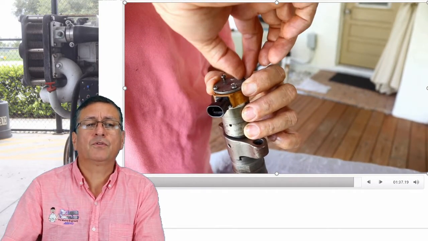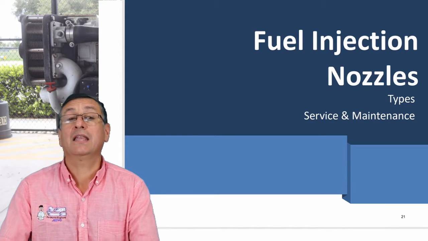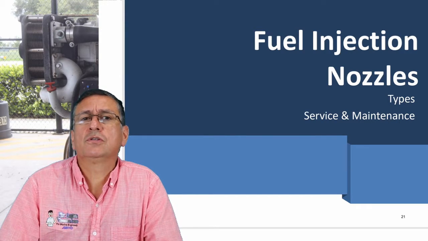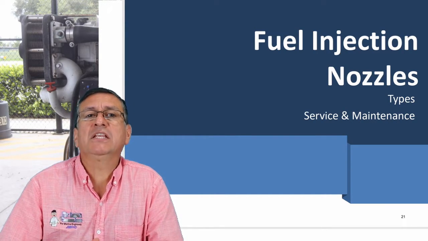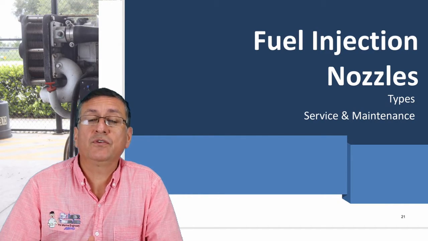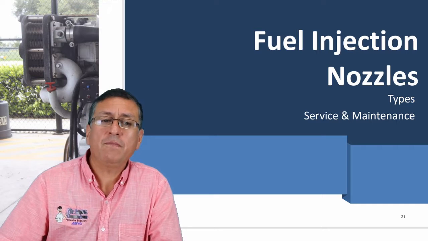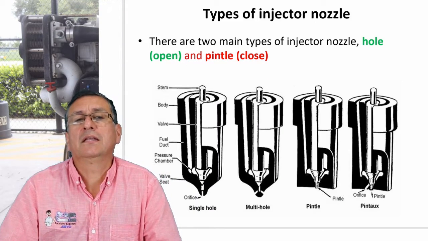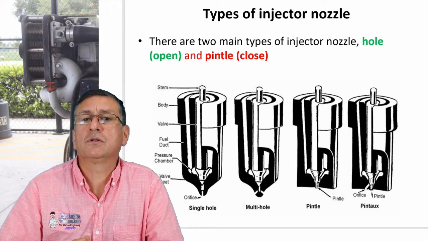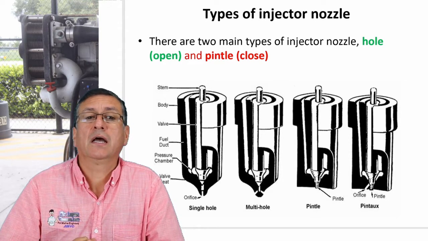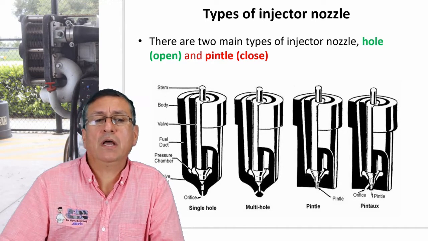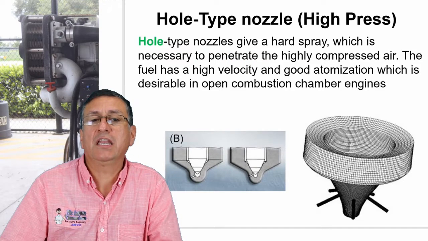Okay, my friends, that's the procedure with the electronic injector, and right now we are going to check the nozzles. There are two types of nozzles, Hole nozzles and Pintle. And we are going to check in what type of situations each of them is recommended. There are two main types of injector nozzles, Hole or open, and Pintle or closed. Those are the most common, and now we are going to check what happens in each case.